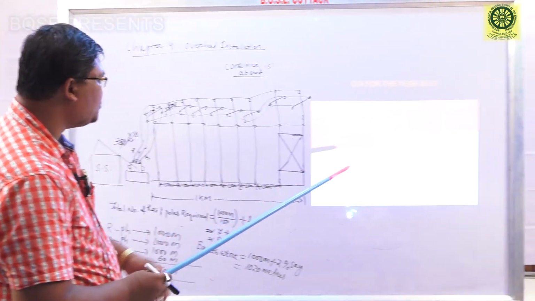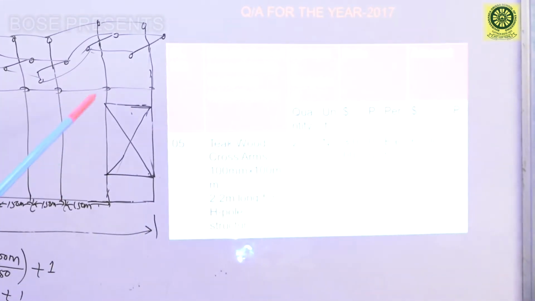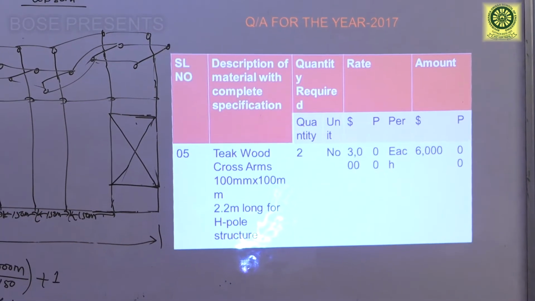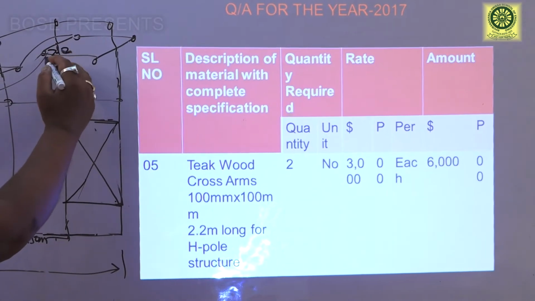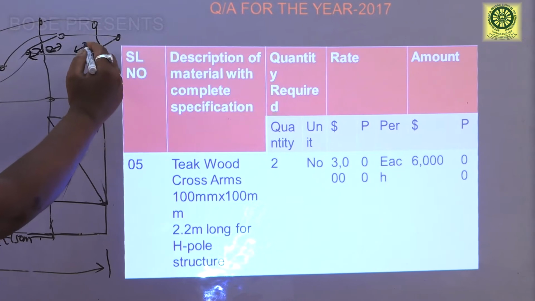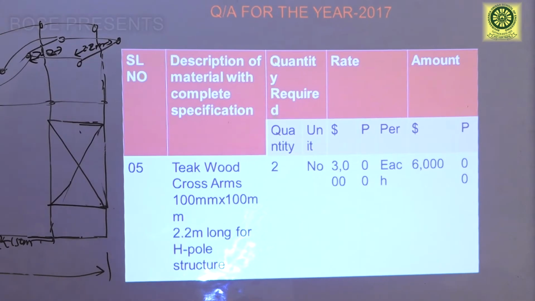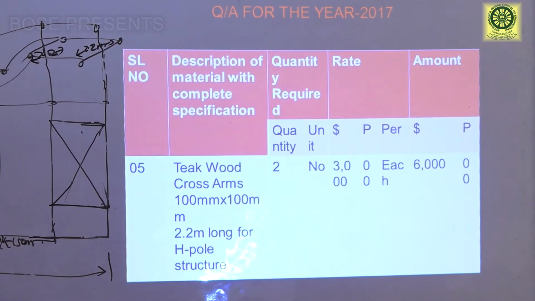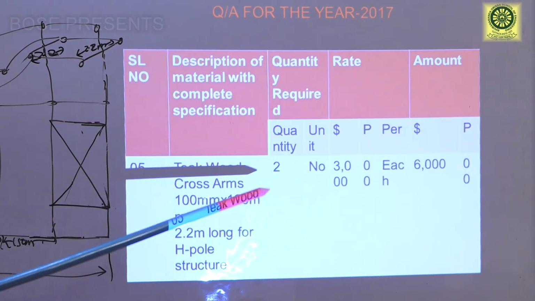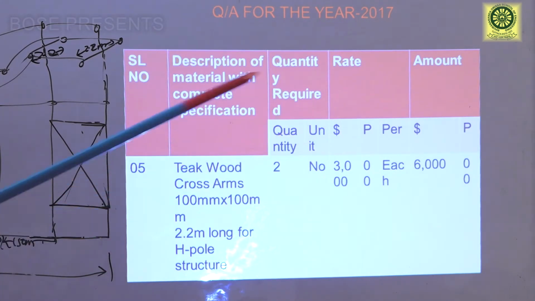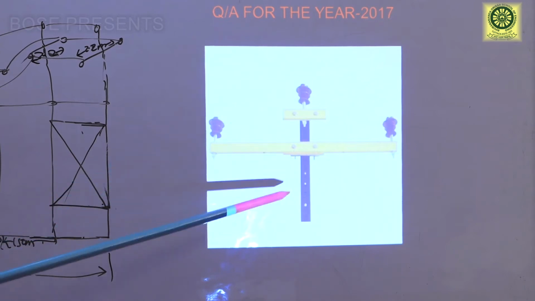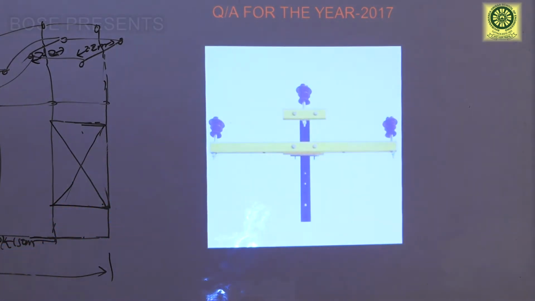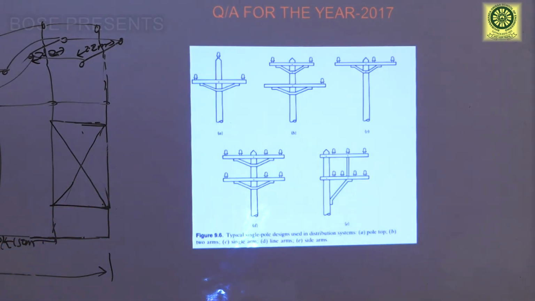T-cross arm for H-pole. For the H-pole structure, the length is 2.2 meter. Here the cross arm length is 2.2 meter. So 2.2 meter will cost 3,000 each. So 2 numbers will be 6,000. So this is the actual construction of the T-cross arm.